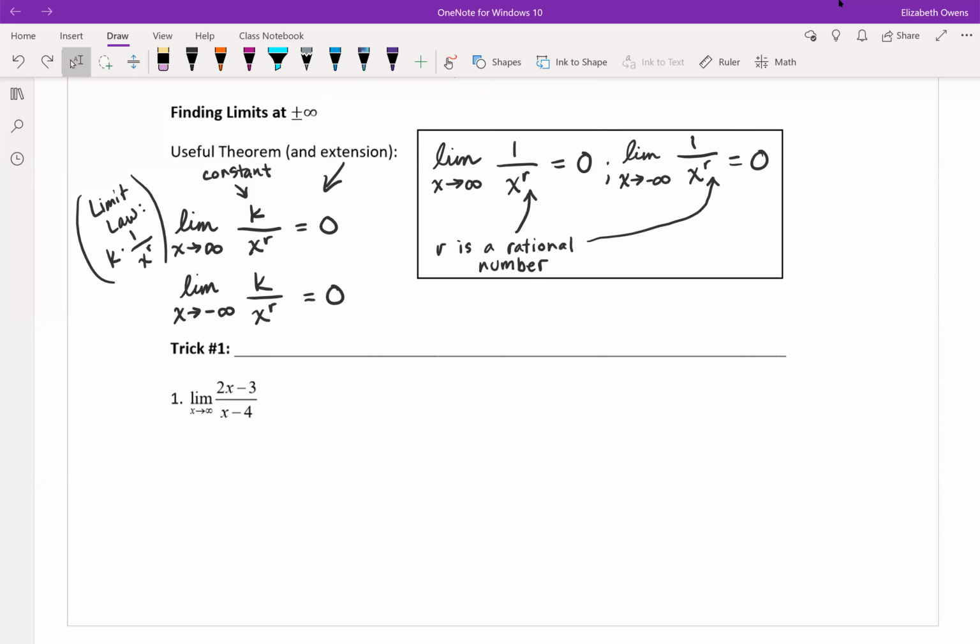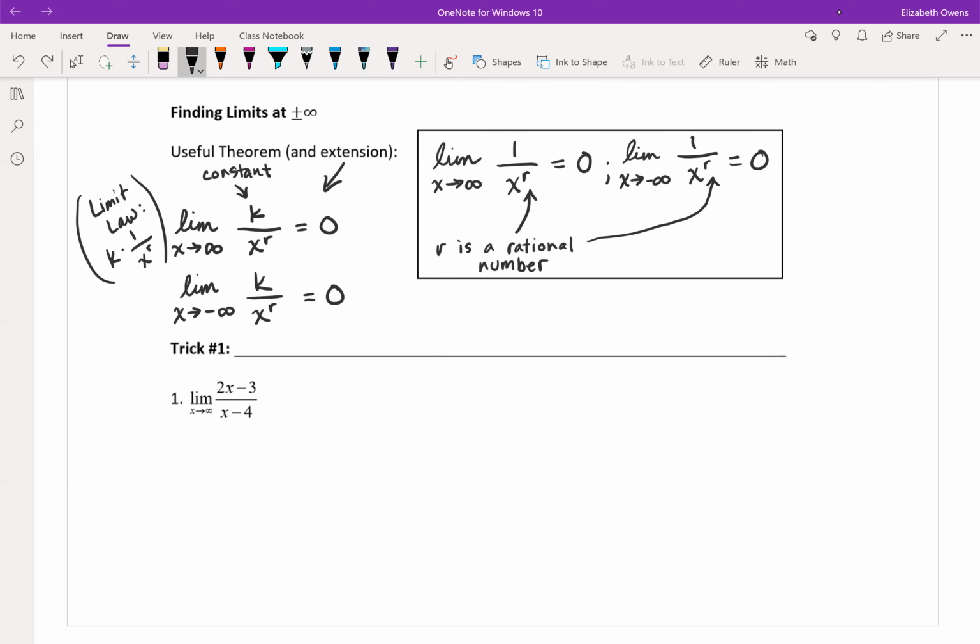All right, we're here in section 2.6, and we just got our useful theorem and extension for finding limits at positive or negative infinity. Recall, we said that the limit as x approaches positive or negative infinity of 1 over x to the r, where r is any rational number, is going to be 0, because the denominator of that function gets so huge that the result becomes tinier and tinier, so the limit is 0.